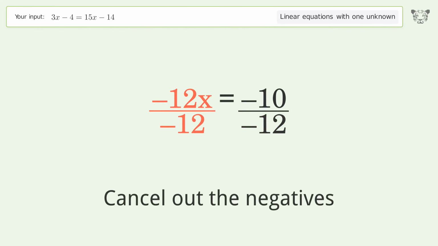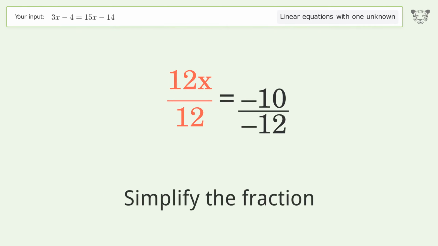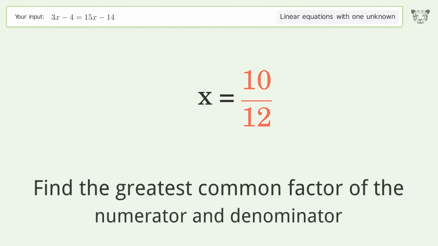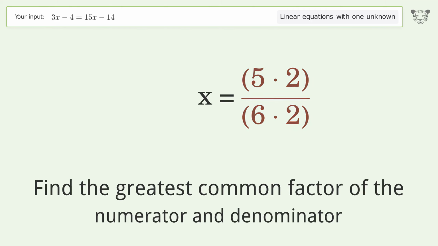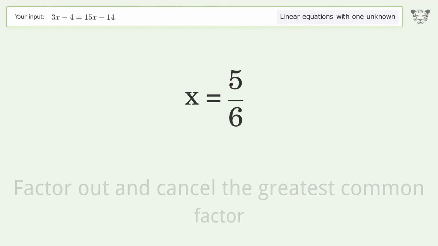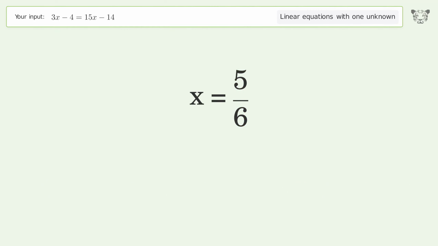Cancel out the negatives. Simplify the fraction. Cancel out the negatives. Find the greatest common factor of the numerator and denominator. Factor out and cancel the greatest common factor. And so the final result is x equals 5/6.